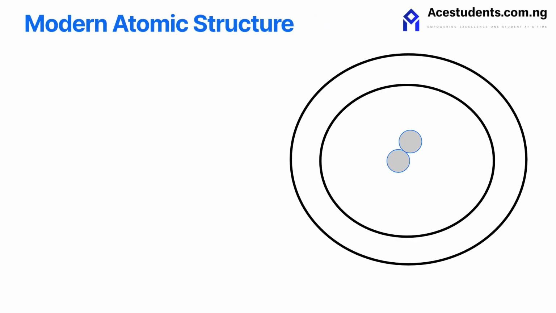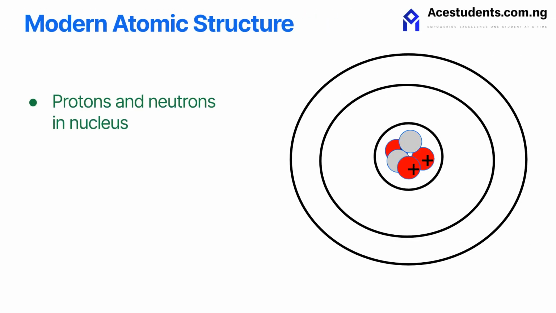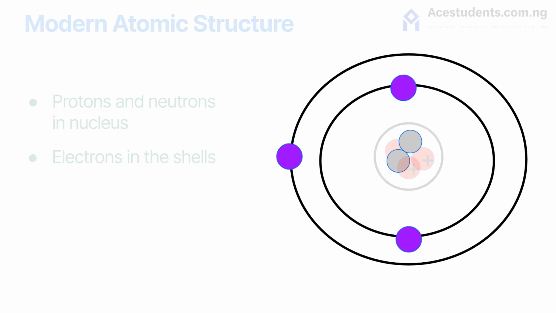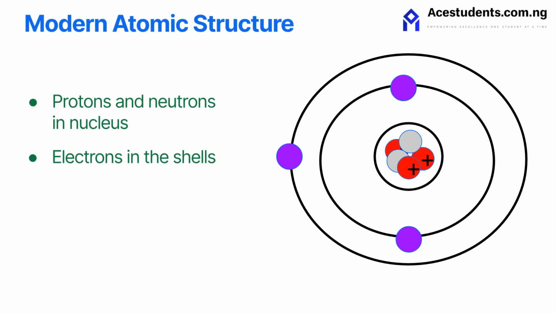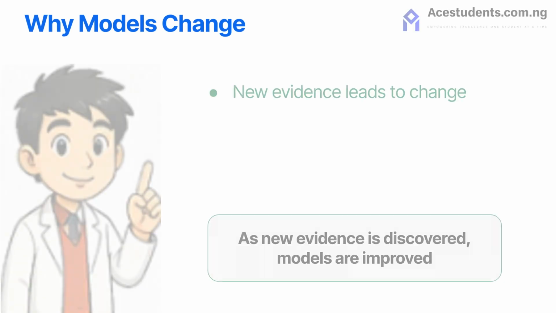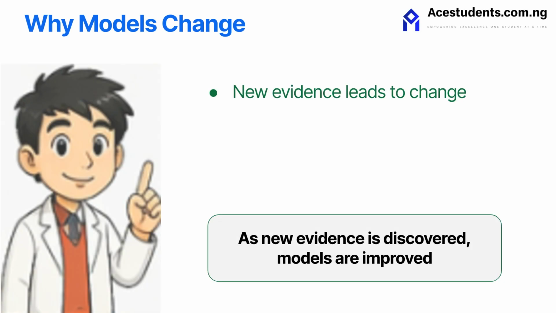The modern atomic structure places protons and neutrons within the central nucleus. Electrons move around the nucleus in specific energy levels or shells. This is the current and widely accepted model of the atom. It is important to remember that scientific models change as new evidence is discovered. The atomic model evolved as experiments became more advanced.